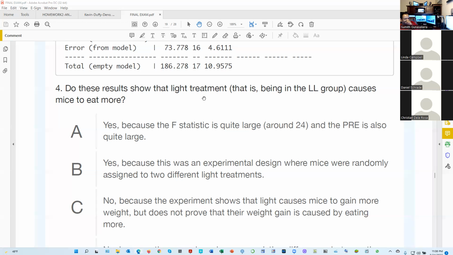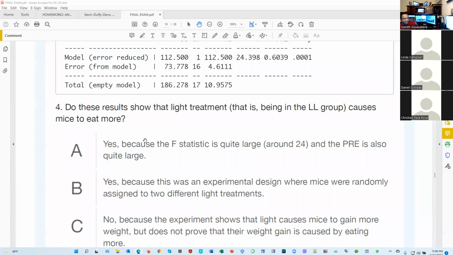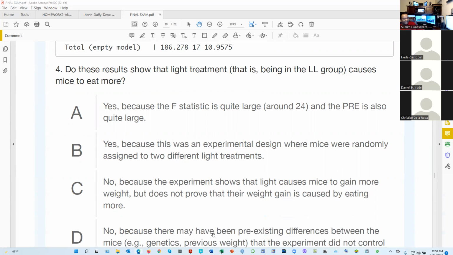So does this result show the light treatment causes mice to eat more? No, because the experiment shows that the light causes mice to gain more weight, but does not prove that their weight gain is caused by eating more. The light, that's true. They show that the light causes mice to gain more weight. You can see that one, but it doesn't mean the weight gain is due to eating more. See?